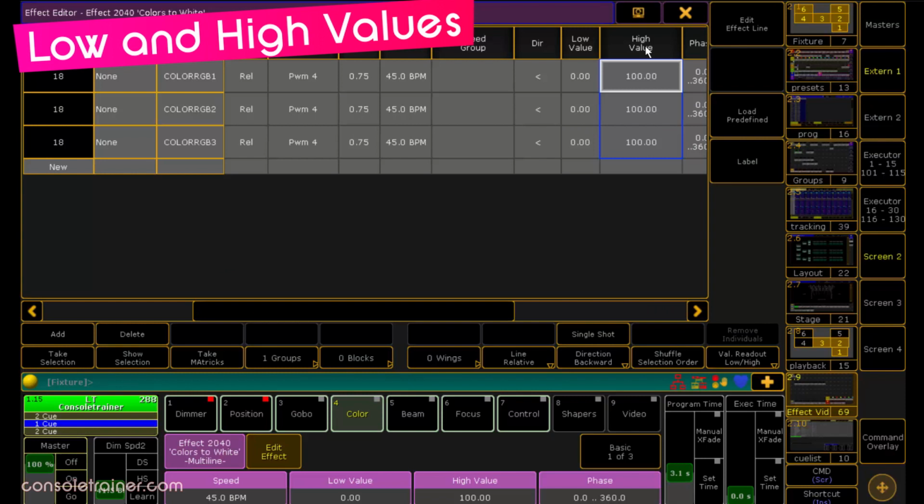Since it's relative, that low value will be whatever base value I already have on the channels. With our high value at 100, it will take all the channels to their highest value, which makes the color white, so this effect will always go to white from any starting point of color.